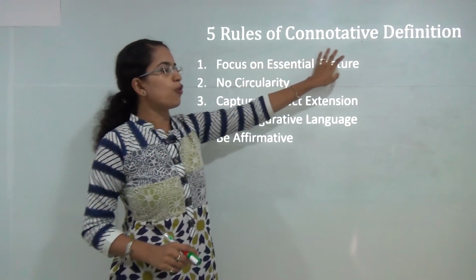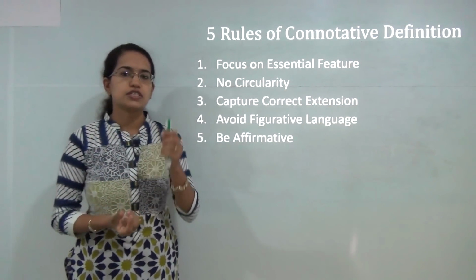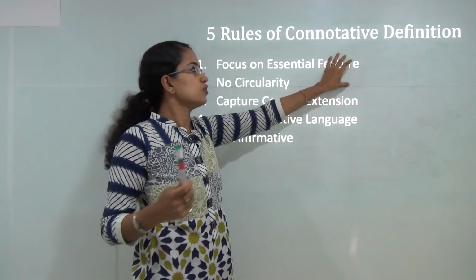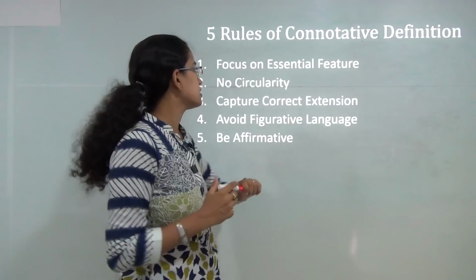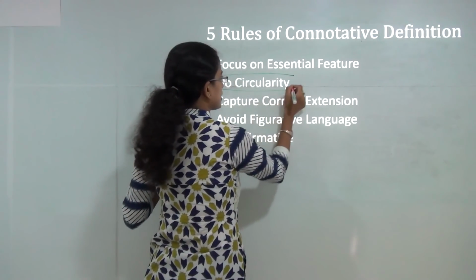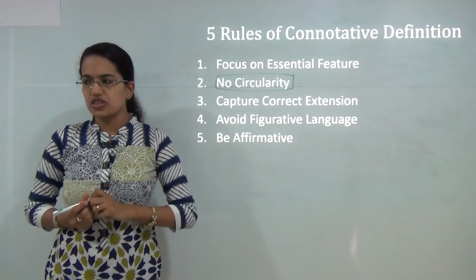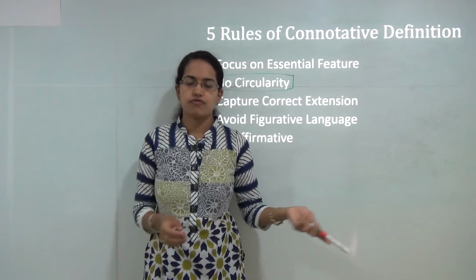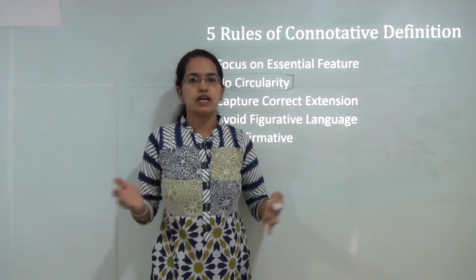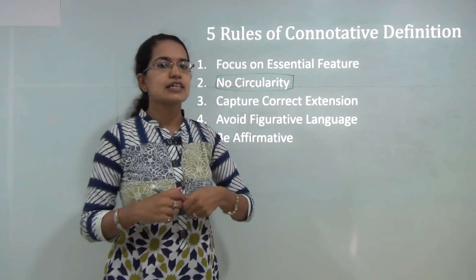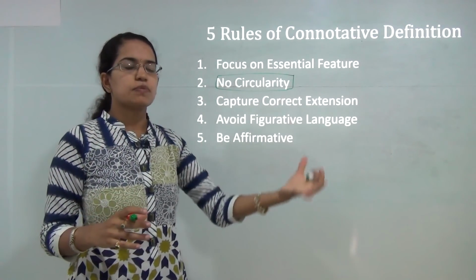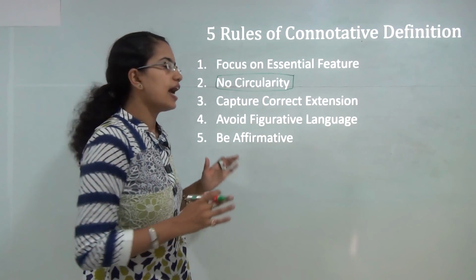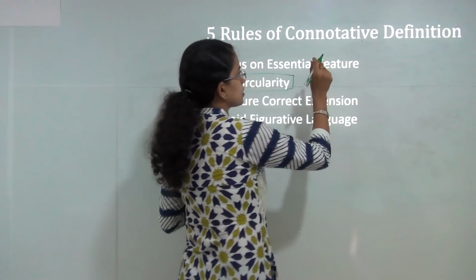First, we must focus on the essential feature. The essential feature of this pen here is to write, so when giving a definition of a pen, you must not forget the essential feature. Then there should be no circularity. For example, if I say a phone without a cord is known as a cordless phone, that is a circular definition. You are just picking up the words from the term itself and explaining the definition based on that, and that is not considered a good connotative definition.